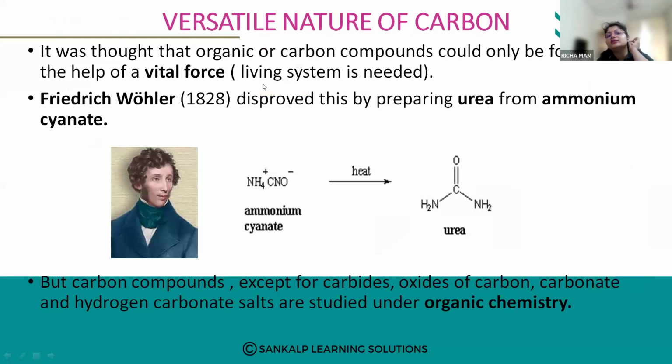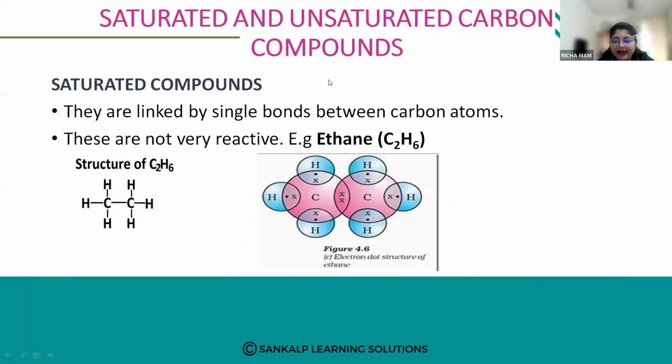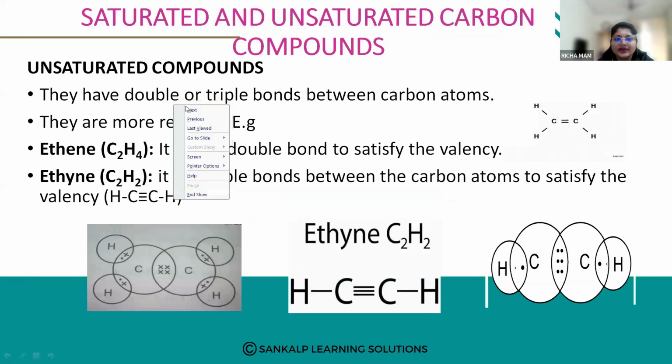For organic compounds, first it was thought that only a living system was needed. But a scientist called Friedrich Wöhler disproved this by preparing urea from ammonium cyanide. This was the reaction he gave. Then we discussed what hydrocarbons are, what saturated compounds are, and what unsaturated compounds are. We discussed the electron dot structures of ethane, ethene, and ethyne.